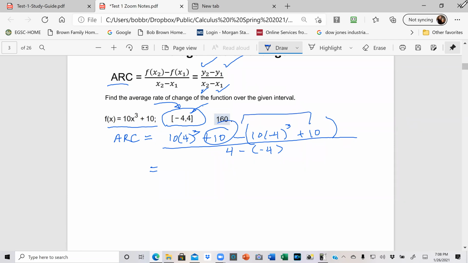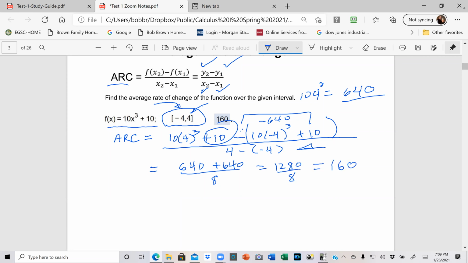We'll cancel out, and then we'll get 10 times 4 cubed is 640. Minus 4 cubed. Wouldn't it be 650? No. What's 4 cubed? It is 64, times 10 is 640. Oh, okay. And then, of course, minus 4 cubed times 10 is going to be minus 640. So we have minus is plus 640. And then the denominator is 8. So this is 1280 divided by 8, which is 160. So the average rate of change is 160. Any questions?